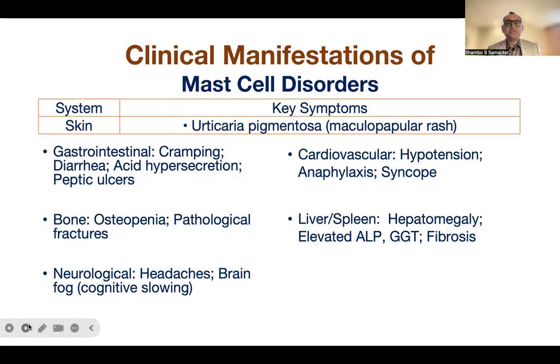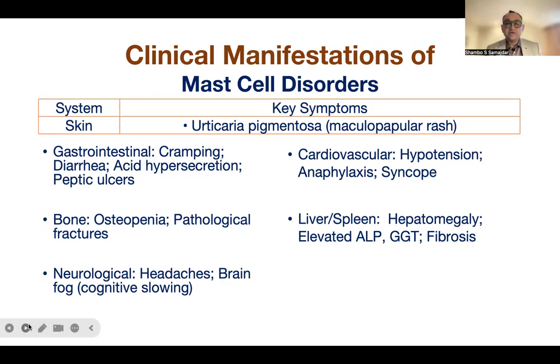So, clinical manifestations of mast cell disorders, as we have mentioned: in the skin, it could be urticaria pigmentosa or some maculopapular rash. In the gastrointestinal tract, it could be cramping, diarrhea, acid hypersecretion, peptic ulcers. In bone, we will get osteopenia and pathologic fractures. Neurological conditions like headache, brain fog, especially cognitive slowing; cardiovascular, hypotension, anaphylaxis, syncope; liver and spleen, we will get hepatomegaly, elevated liver enzymes, and fibrosis also.